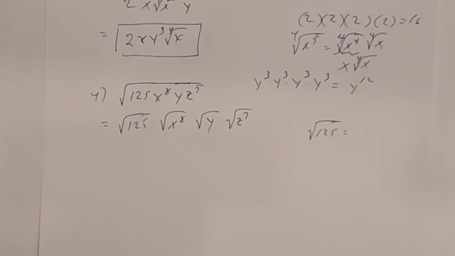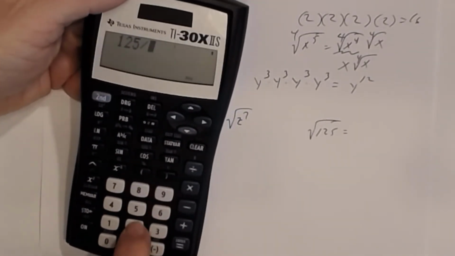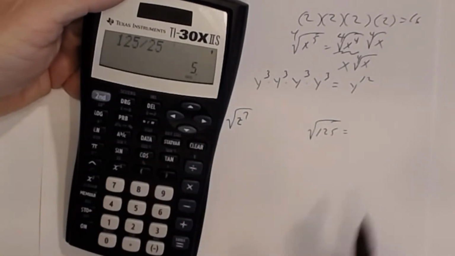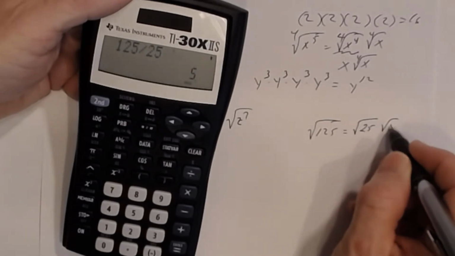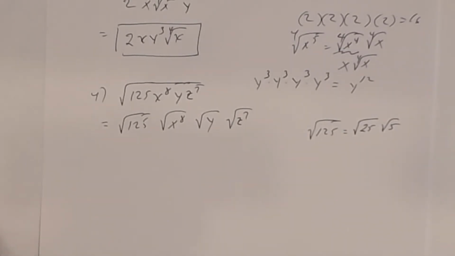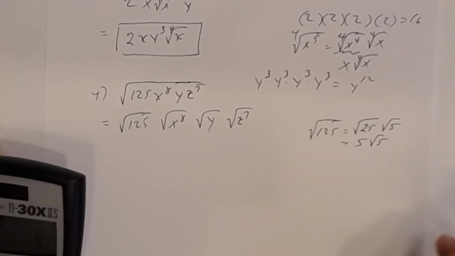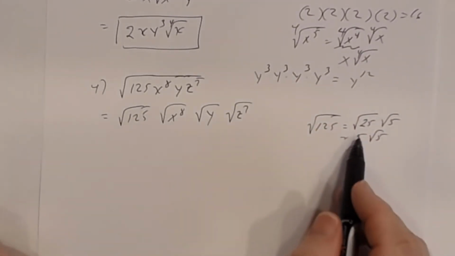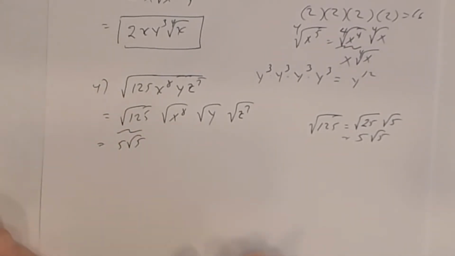So if you need to use your calculator, you do that. So 125 divided by 25 is 5. So this becomes the square root of 25 times the square root of 5. 25 times 5 is 125. Okay, now, the square root of 25 is 5, so you get 5 square root of 5. So that goes here. So that's 5 square root of 5.